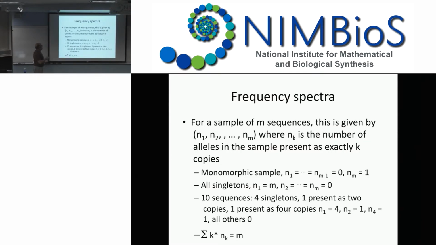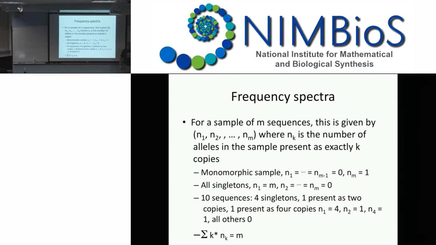So suppose I've got M sequences, and in those M sequences, I look at a number of different loci. Then for that set, I compute this statistic here: N1, N2, up to Nm, where Nk is the number of alleles present as exactly k copies. So for example, if my allele is monomorphic, I look at a certain SNP, everybody's a homozygote for that SNP, then there's one allele that is present where I have exactly M copies.